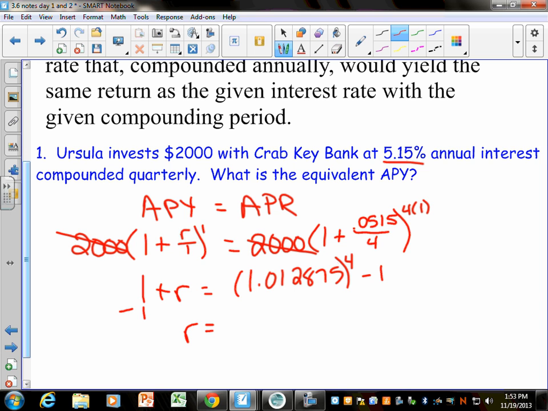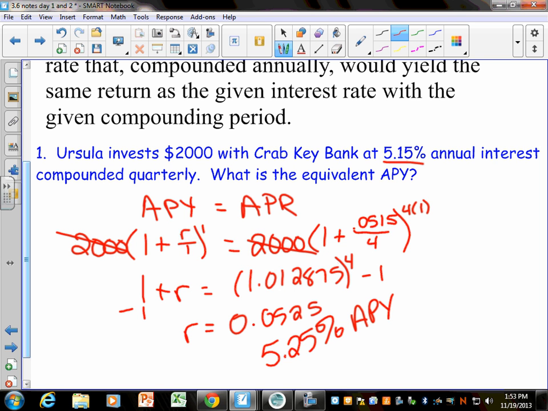1.0125 to the 4th power minus 1. I got 0.0525, or that would be like a 5.25% APY. Anyone having issues with that number?